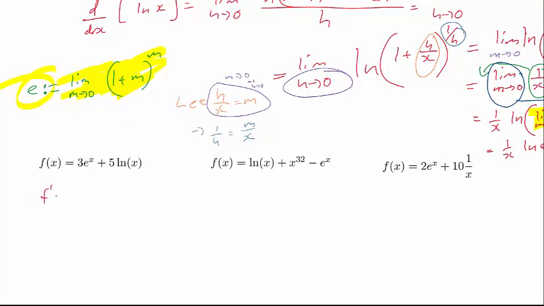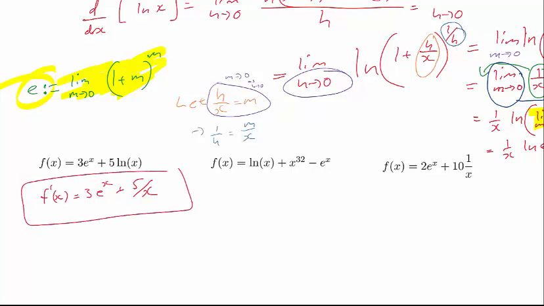All right, so we're going to take the derivative. First, we take the derivative of that one. Well, that's just 3e to the x. And now we're going to take the derivative of this one. Well, that's going to be 5 times 1 over x, so just 5 over x. So note the derivative is undefined when x equals 0, but everywhere else, it's fine. Okay.